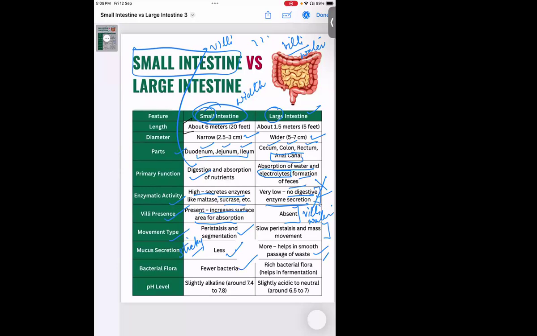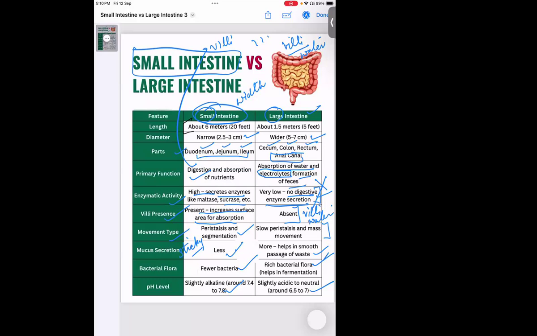That is why they have more mucus in the large intestine. Then in the small intestine, few bacteria are there, whereas in the large intestine, they have rich bacterial flora because they want them to help in the fermentation process. When the fermentation process happens, automatically the undigested food will be moved forward. That is why they have the bacteria in high amount. The pH level is slightly alkaline in the small intestine, around 7.4 to 7.8, whereas in the large intestine, it is slightly acidic to neutral, around 6.5 to 7. So these are some of the differences between the large intestine and the small intestine.